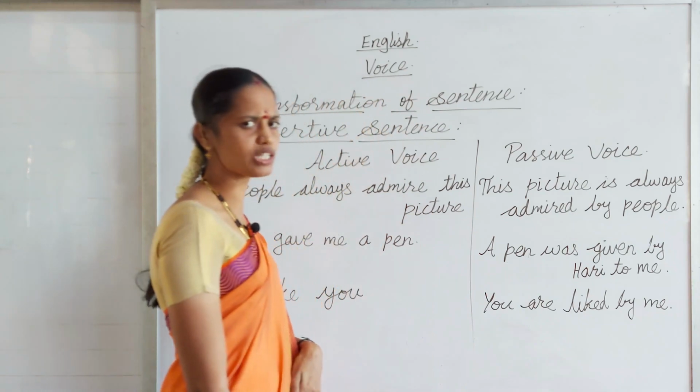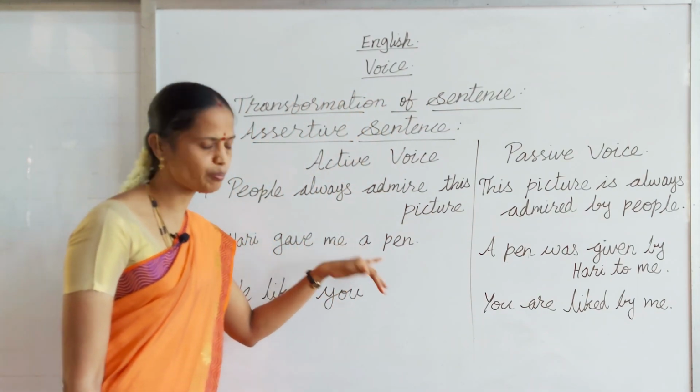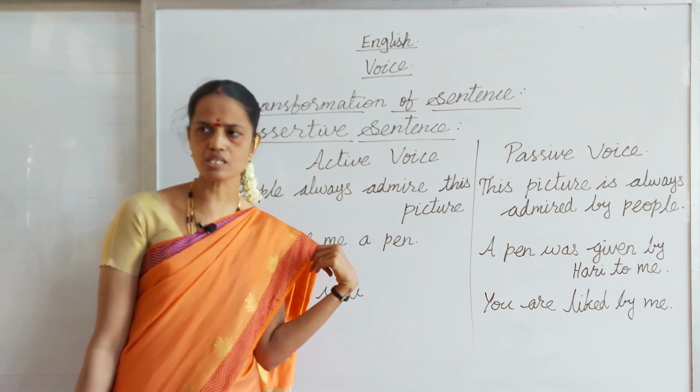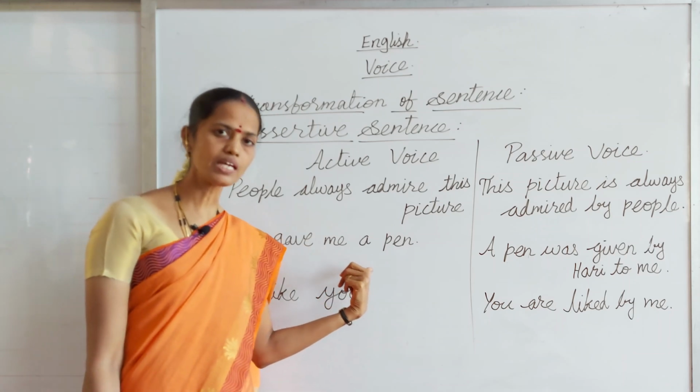Now we are going to see the second sentence: Hari gave me a pen. Here Hari is the subject, gave is the verb, and me a pen is the rest.